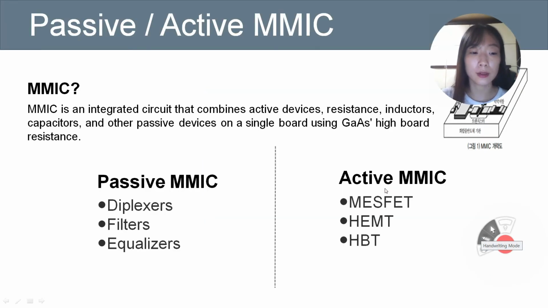MMIC is an integrated circuit that combines active devices, resistors, inductors, capacitors, and other passive devices on a single board using GaAs high-threshold resistance. The key types of passive devices used in MMICs are diplexer, filter, and equalizer. The key types of active devices used in MMICs are MESFET, HEMT, and HBT.